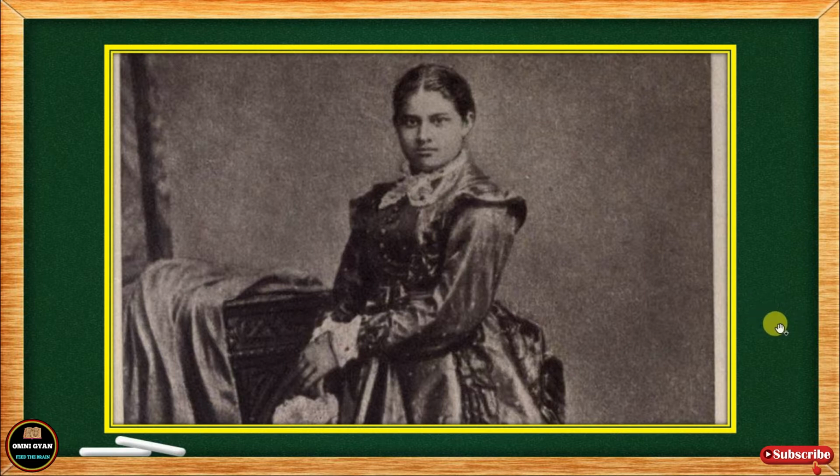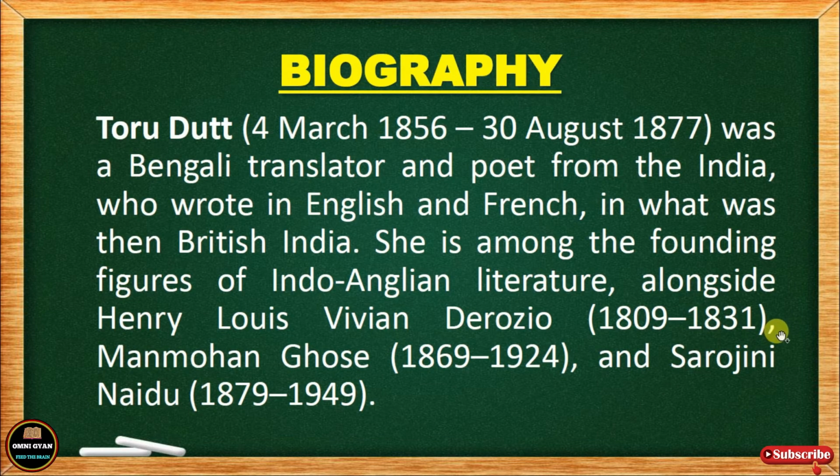So I've got one which was available, and let's learn a short biography. Toru Dutt, as you can see, was born on 4th March 1856, and she expired on 30th August 1877. So her age was very less, okay? If you calculate, you'll see that she was just 21 years old when she expired.